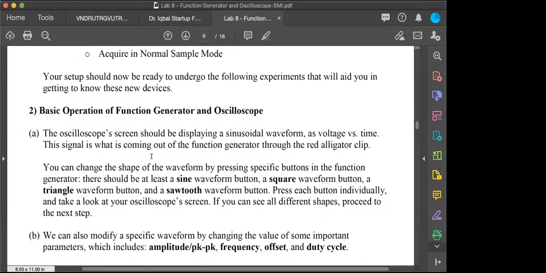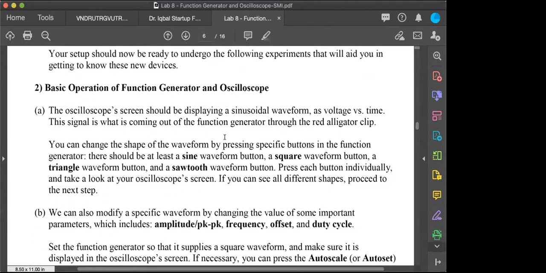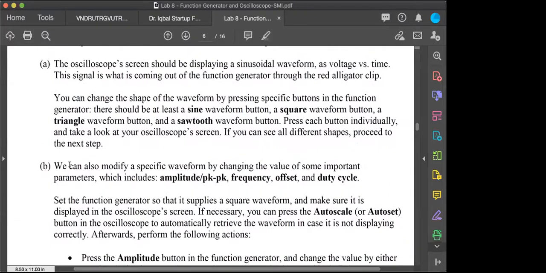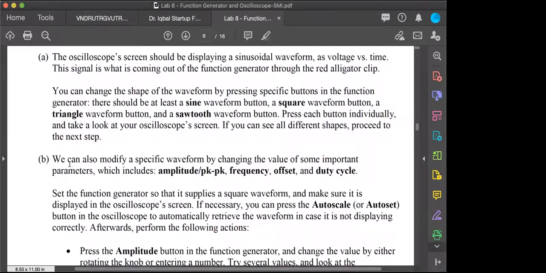Basic operation, you press the specific buttons of whatever you want to build. If we want to build a sine wave, we push sine. If we want a square wave, we push square. We want a triangular wave. Those are the specific things given in the lab of what you need to do to get the specific signal from your function generator.